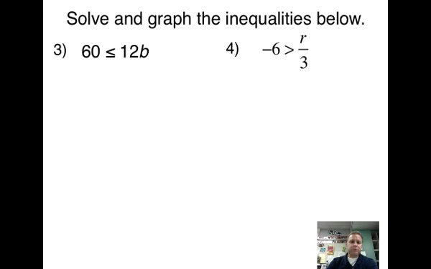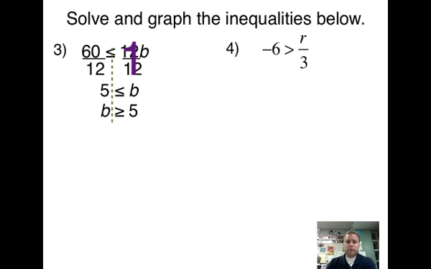Okay, number 3. 60 is less than or equal to 12b. They're multiplying the variable by 12. 12 is our coefficient. Since they're multiplying, we're going to keep our equation balanced by dividing both sides by 12. 60 divided by 12 will be 5. 12 over 12 is the big fat 1. So we get 5 is less than or equal to b. We like our variable in front, so if 5 is less than or equal to b, that means b is greater than or equal to 5.